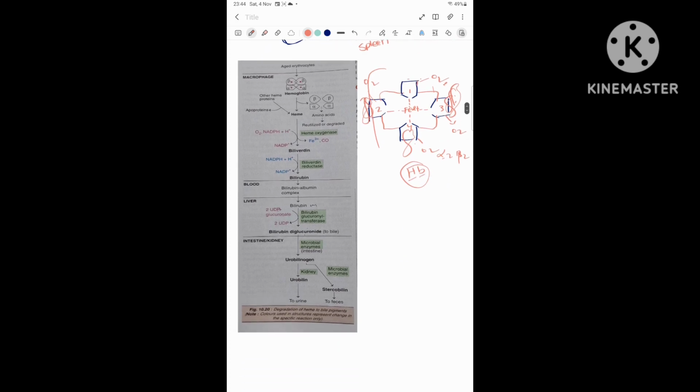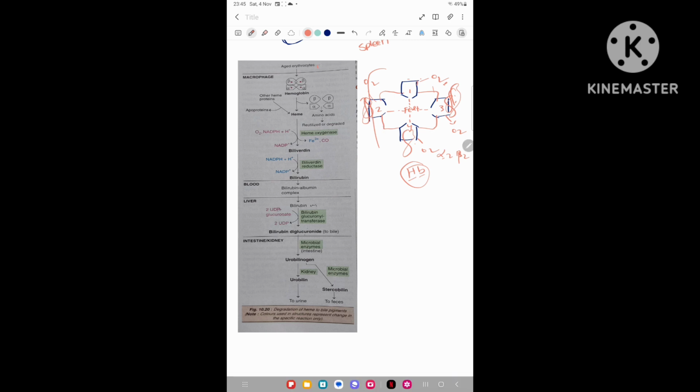I captured this image from the U. Satyanarayana biochemistry book. I also advise you to follow the same book for the preparation. After watching this video, you can go through the U. Satyanarayana book for this chart. The U. Satyanarayana book chart is very easy as compared with other books. So I advise you to go through the U. Satyanarayana book heme degradation chart.